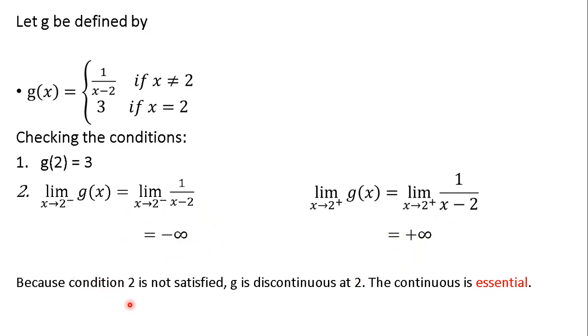Because condition 2 is not satisfied, g is discontinuous at 2. The discontinuity is essential. We can say it's discontinuous as we find the limit from the left and from the right, and they are not equal. Therefore, the limit of g of x does not exist. And therefore, the function itself is also discontinuous, and that is an essential discontinuity.